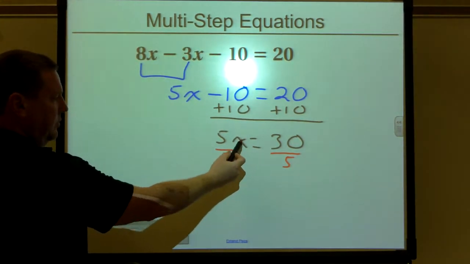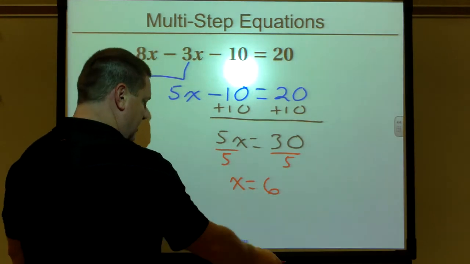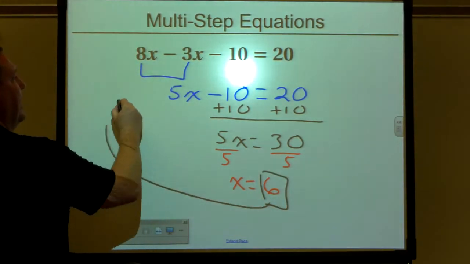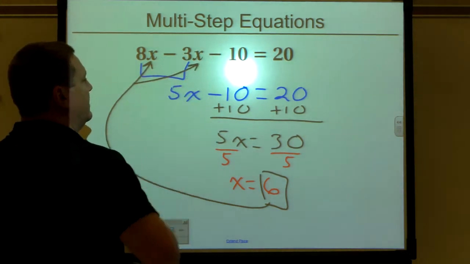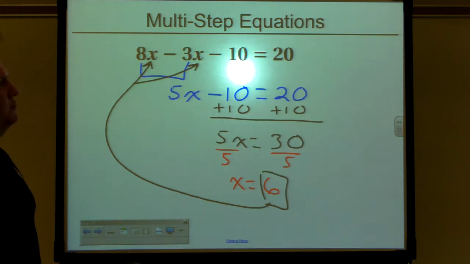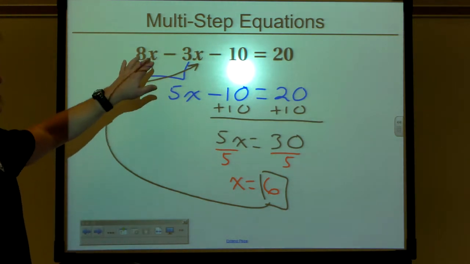5 divided by 5 is 1. 1 times x leaves you with x, and 30 divided by 5 leaves you with 6. Now you are supposed to take this number here and go back and put it in place of x here and here to double check to make sure that it works. I will do that on this first one, but I'm not going to do it on the rest to save time on the video, but you should try it out just so that it works.